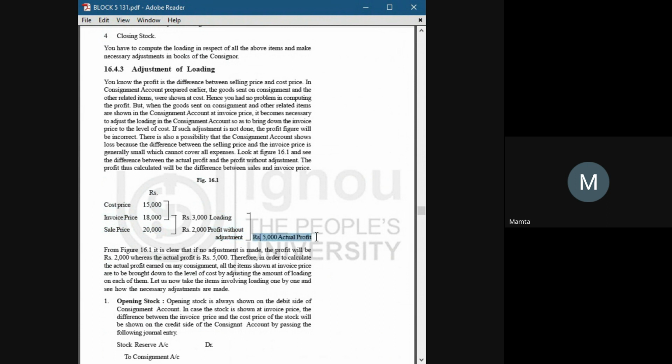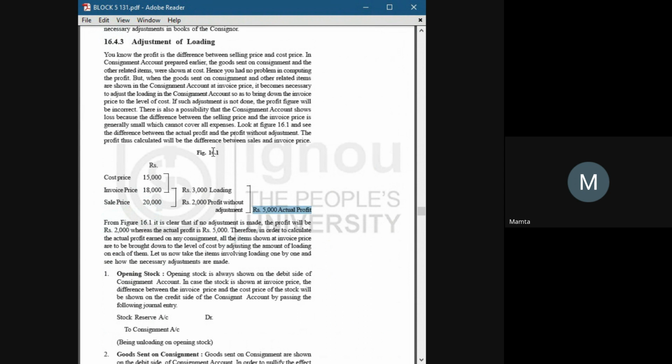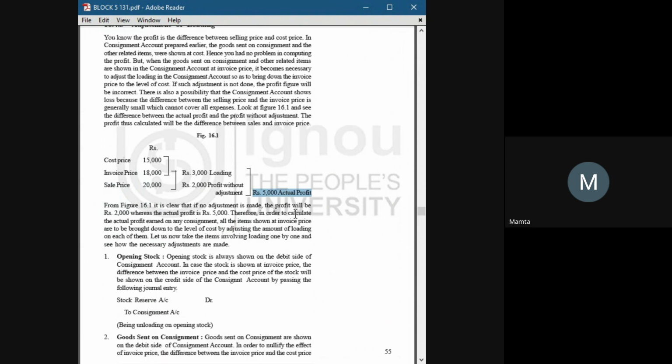This is the same example I just gave to you for 100, 120, and 150. The example we took of 100, and the consignor has added 20 rupees as loading to create the invoice price of 120. Now the consignee has sold the goods for 150, means the sales price is 150. The difference between 120 and 150 would be 30 rupees, and the difference between cost price and invoice price would be 20 rupees. When we add both, 20 plus 30, the profit comes to 50 rupees. The same example we took earlier.